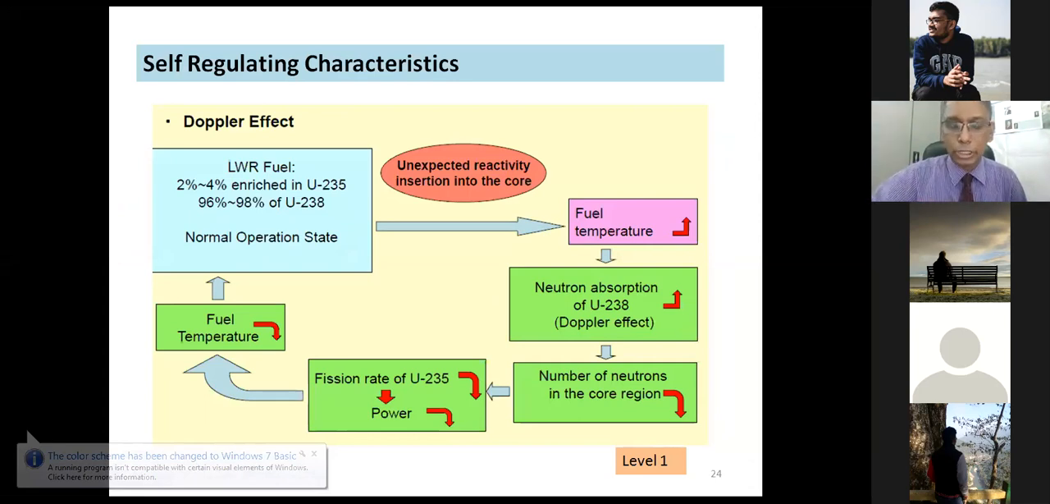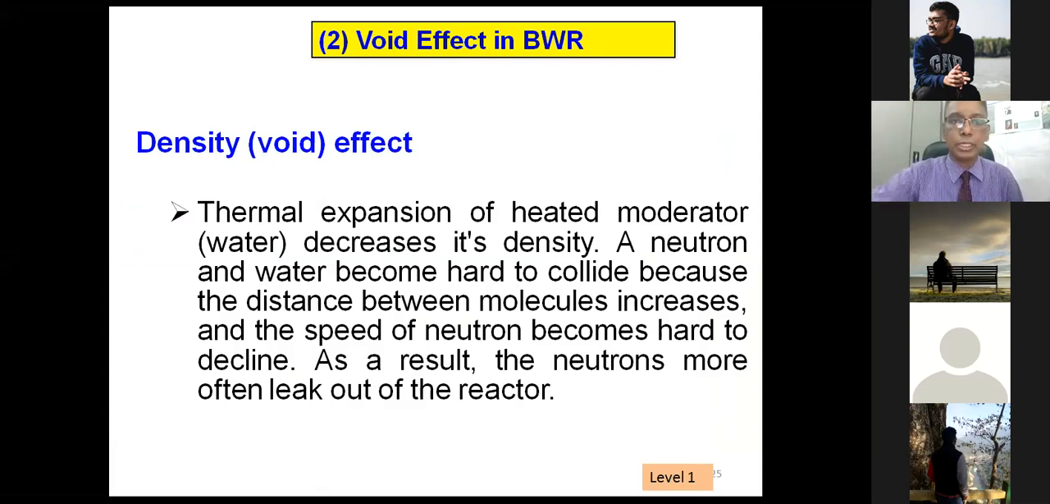Okay. So in that way, normal operation will happen. The density effect and void effect, I already mentioned to you. All the details are written here. Because of the thermal expansion of the heated moderator, the water will decrease in density because of the void effect, because of the bubbles.